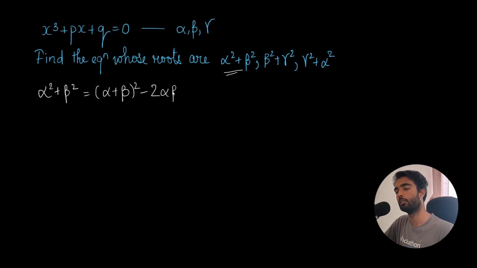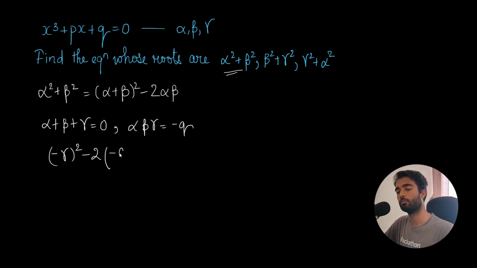We can write alpha squared plus beta squared as alpha plus beta whole squared minus 2 alpha beta. Now using the relation of roots with the coefficients, we can write alpha plus beta plus gamma equals 0, and alpha beta gamma is equal to minus q. I can write this down. Now we can see that we have brought the first root in terms of purely gamma. Similarly, we can do that for the second and the third root as well.